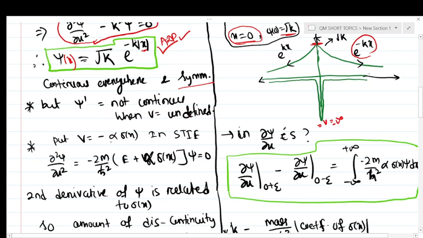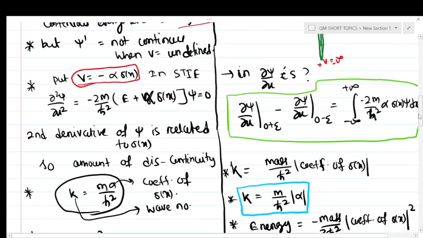See, put V equal to minus alpha delta of x. If we put that, then our Schrodinger equation is del square psi by del x square equal to minus 2m by h cut square times E plus V, putting the value of V, with x not equal to 0. Here the second order derivative of psi is related to the delta function. That means for the first order derivative of psi, a discontinuity occurs. And the amount of discontinuity is this much.